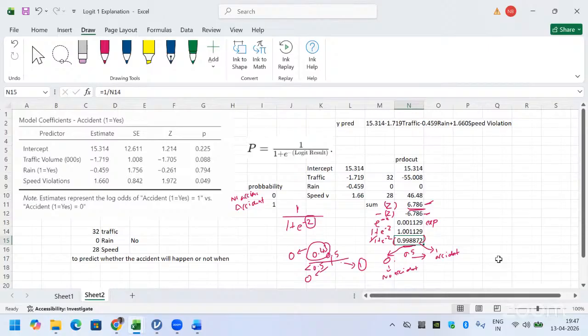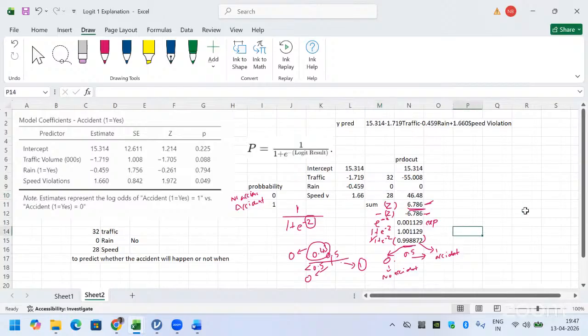So definitely it is more than 0.5, so there are more chances for an accident to happen. Because you can see the speed violation limit is 28. In most of the cases, we have seen this as the major impacting variable, and if it is more than 22, sure, the chances of an accident happening are higher. So this is my explanation here.